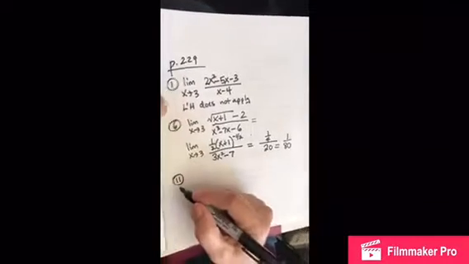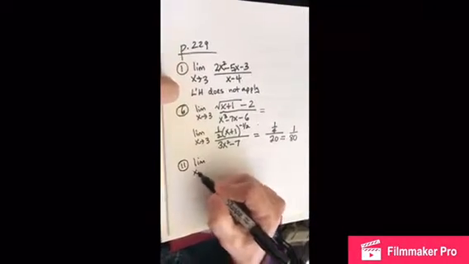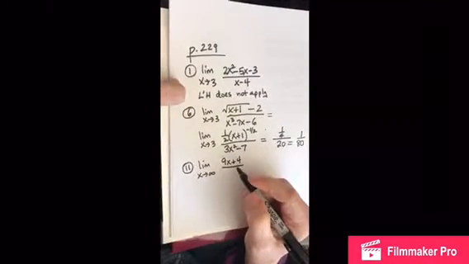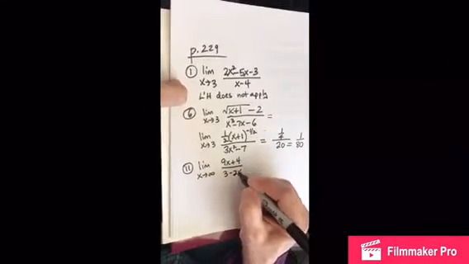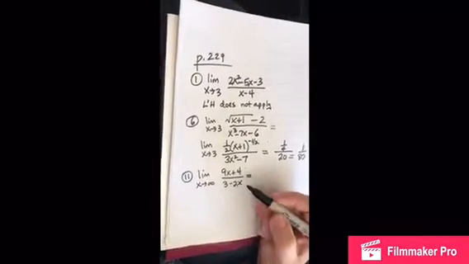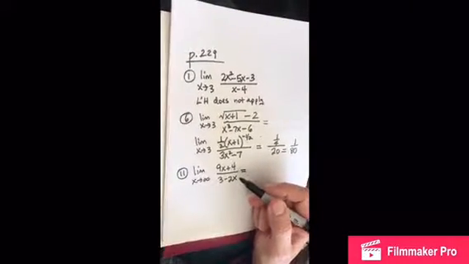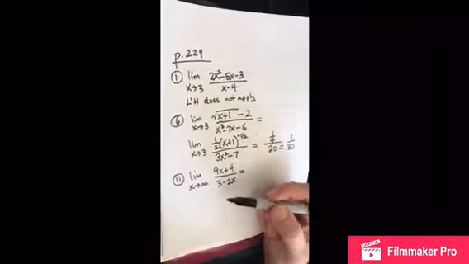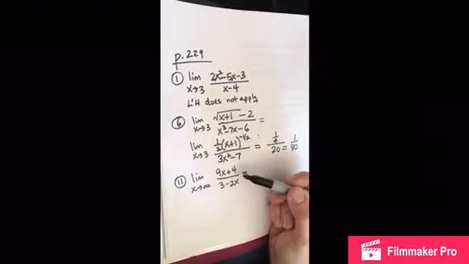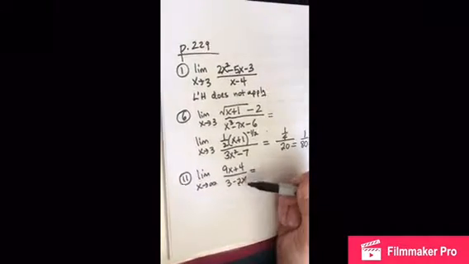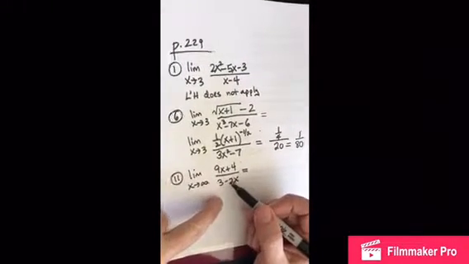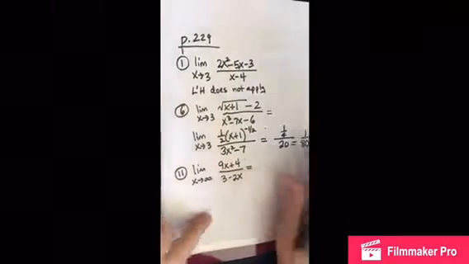Number 11 was the limit as x approaches infinity of 9x plus 4 over 3 minus 2x. Okay, and what happens here, if we try to plug the infinity in, you can't really plug infinity in, but you can talk about what happens as x gets larger and larger and larger. And so this numerator would get larger, and the denominator is going to be 3 minus 2 times a number that gets larger and larger. So that one's going to go probably to negative infinity.